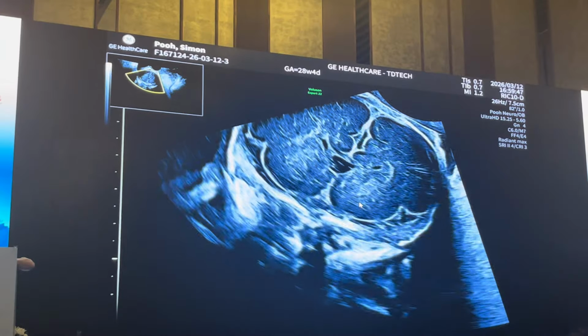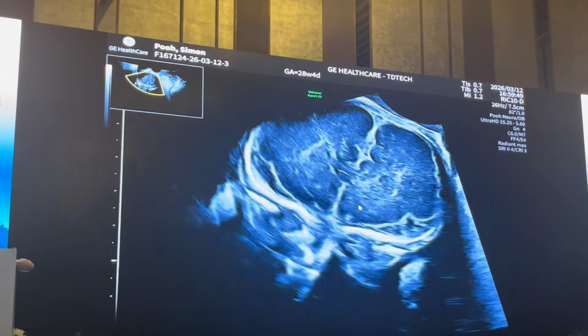Any questions from the audience before we finish up this transvaginal scan?